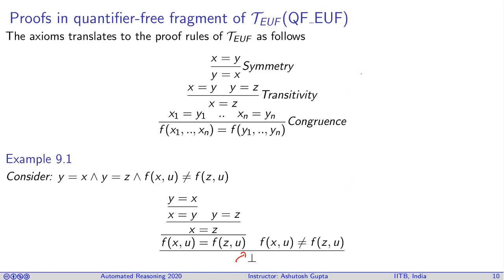You may ask yourself whether this set of rules, this set of axioms, is complete. Yes, you can prove that for any conjunction of literals that is unsatisfiable, there is a proof of unsatisfiability using these three proof rules.